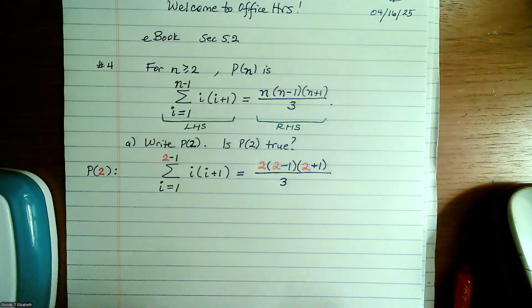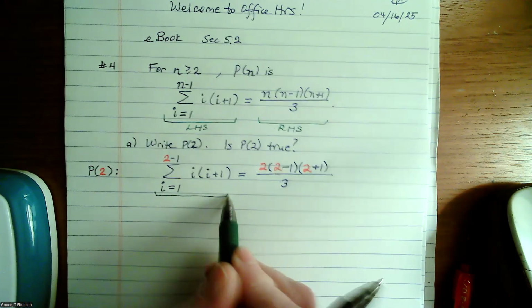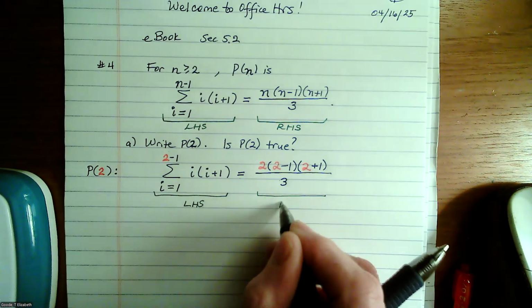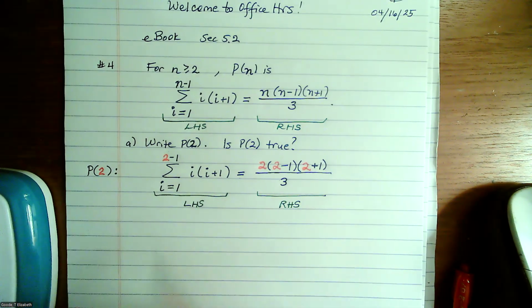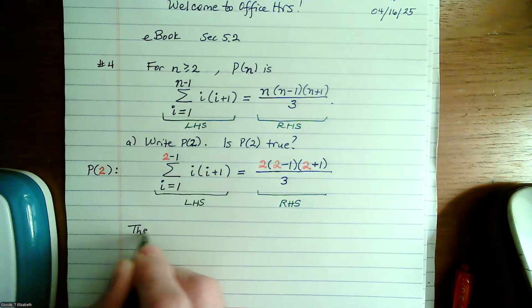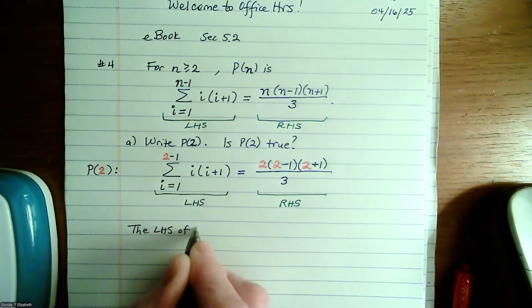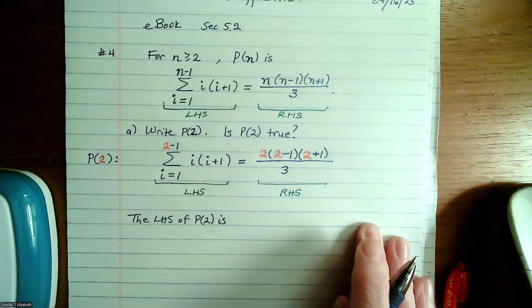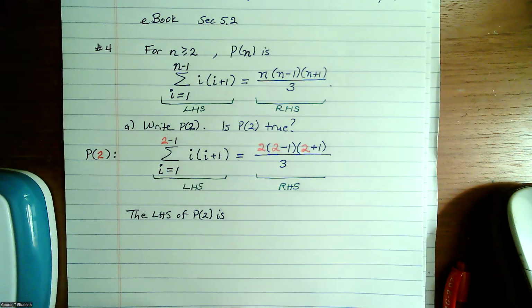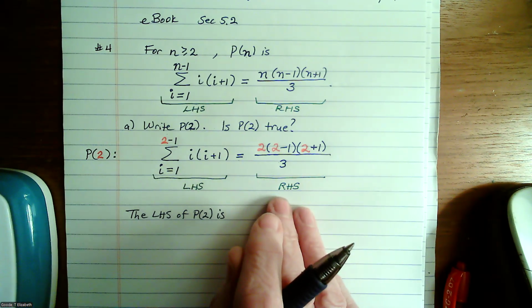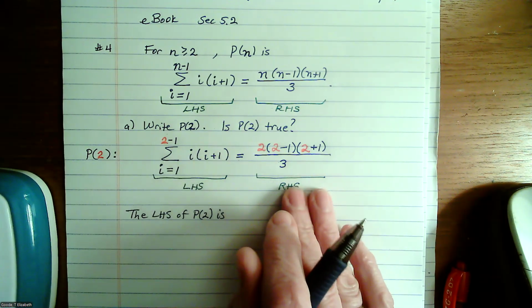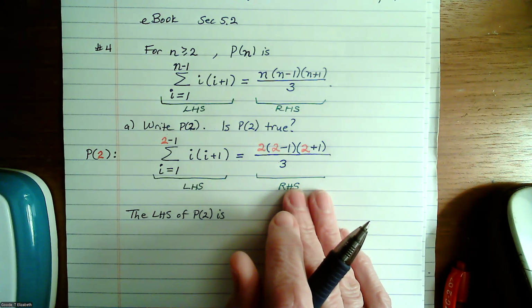And it does have a left-hand side and a right-hand side. To check if it's true, we're going to evaluate the left-hand side of P of 2 and see what it turns out to be. And then we'll turn around and evaluate the right-hand side and see what it evaluates to. If they turn out to equal the same value, then the left-hand side is equal to the right-hand side, and we can be confident to say, hey, P of 2 must be true.